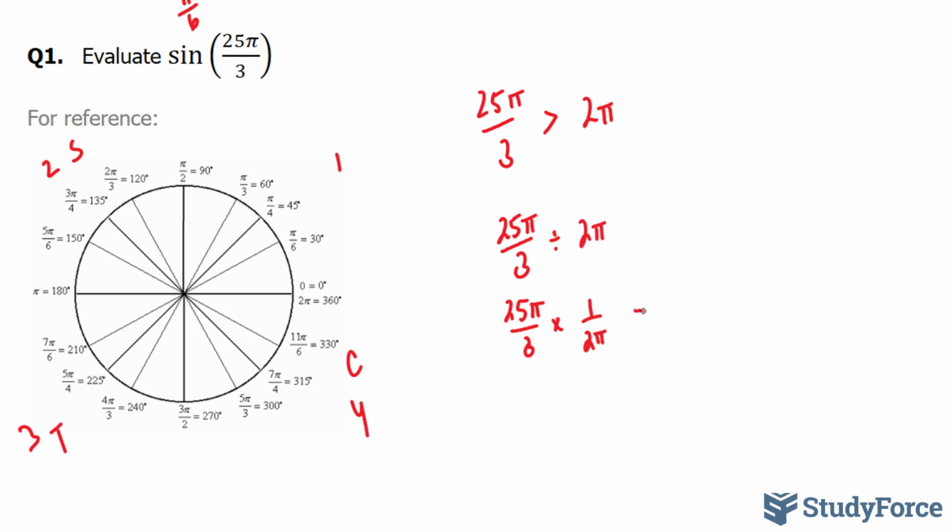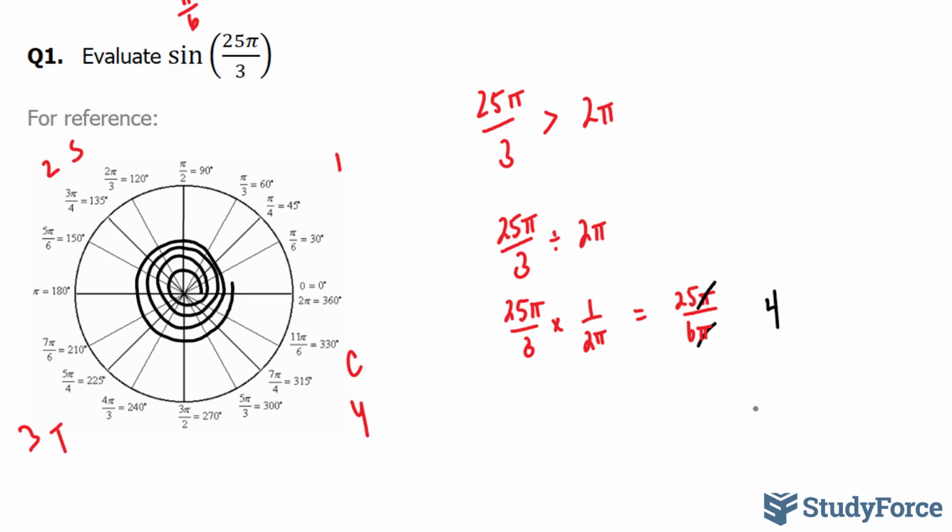If we multiply this out, we end up with 25 pi over 6 pi. Now these pi's will cancel out, and we're going to divide 25 by 6. 25 by 6 is 4 and a little bit. So this means it will take 4 spins. 1, 2, 3, and then 4, and a little bit. So it's going to be in this quadrant. It's going to be in this all positive quadrant, the first one.